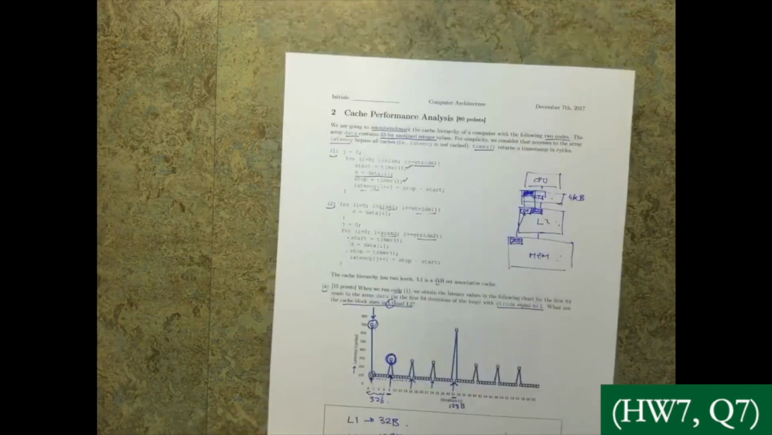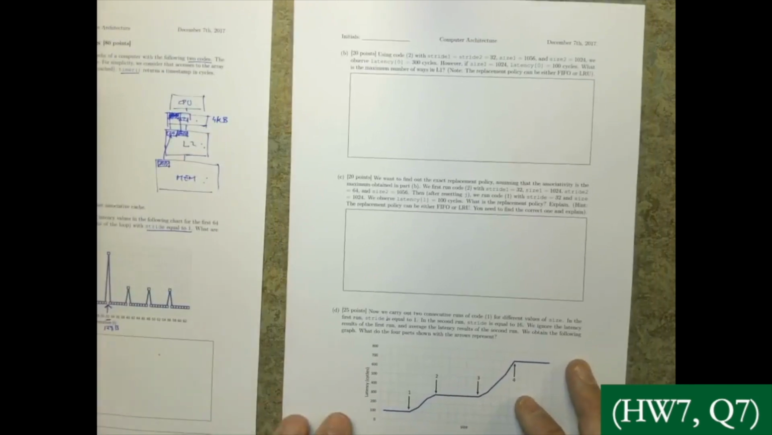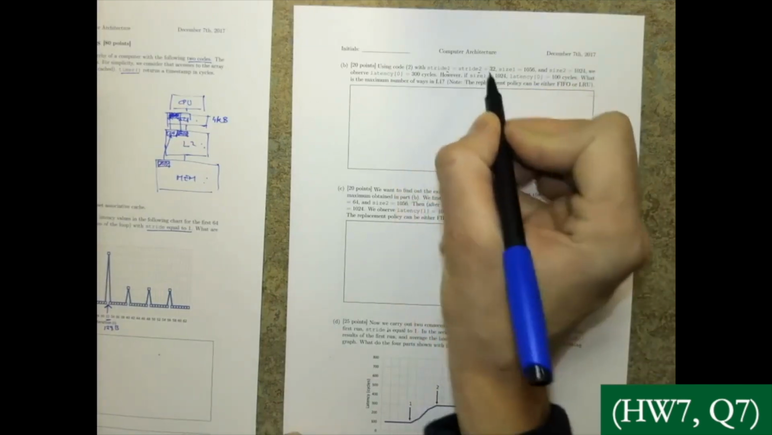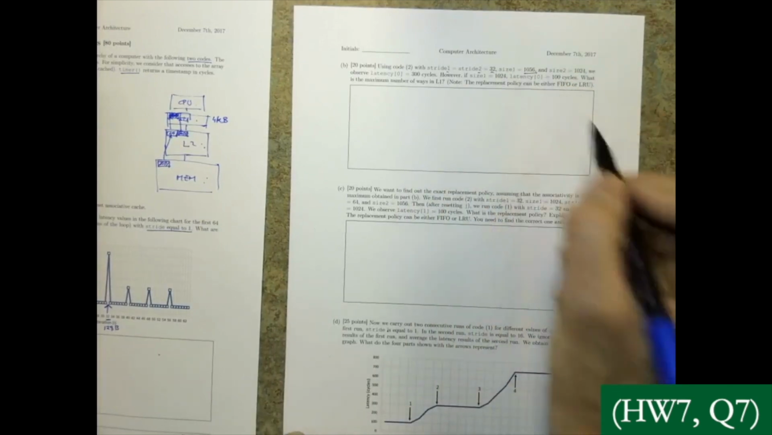So then let's move to part B. In part B, the question is, we are using code 2 with stride 1 equal to stride 2 equal to 32. Size 1 is 1056.